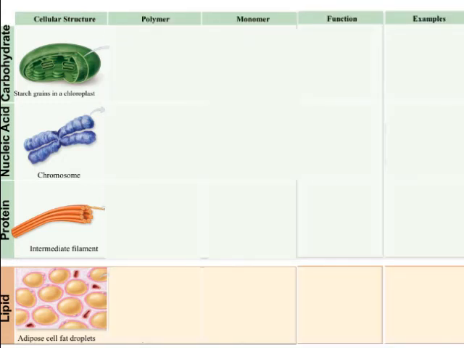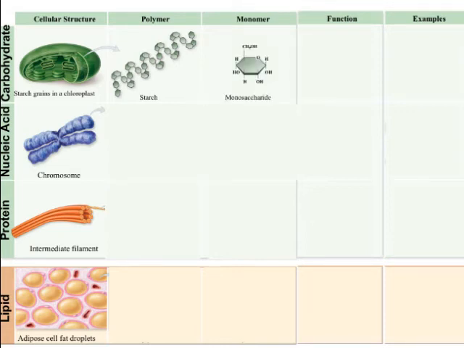Carbohydrates, for example, are found in the chloroplast or in places of energy storage as starch granules or glycogen. Nucleic acids can be found in chromosomes. Proteins are found in intermediate filaments that give structure to cells, or they can also be found in muscle. Lipids, such as these fat droplets found in an adipose cell. The polymer of carbohydrates is, for example, starch or glycogen, and they're formed by linking together monomers, in this case monosaccharides. Their main function is energy storage, and they can also serve for structural support. Energy storage is, for example, in potatoes, or support such as cellulose in the cell wall of plant cells. They can also help support such as chitin in crab and insect shells.